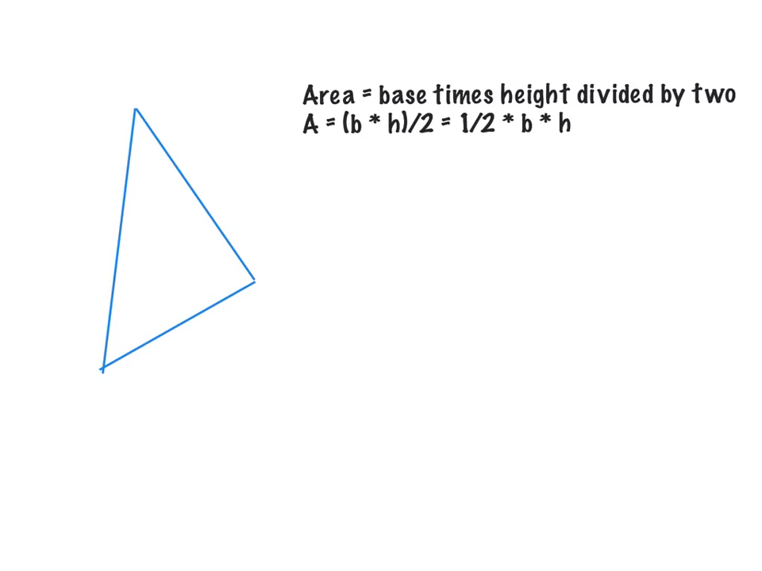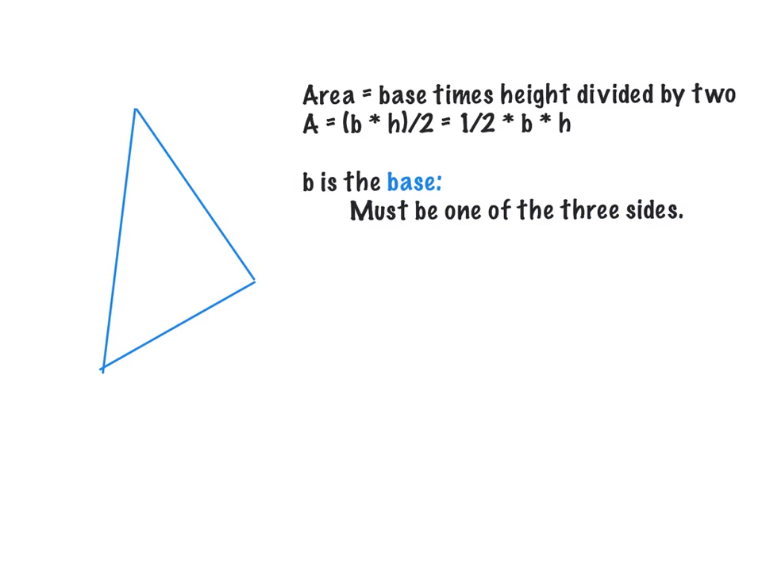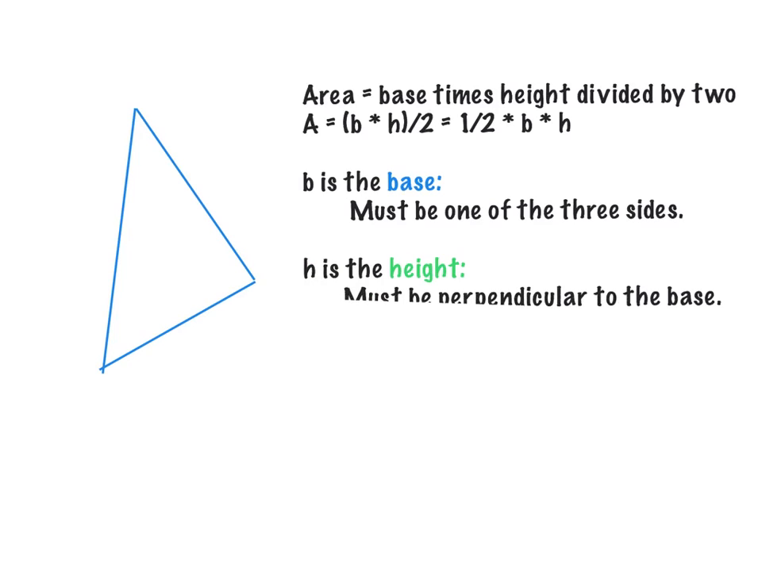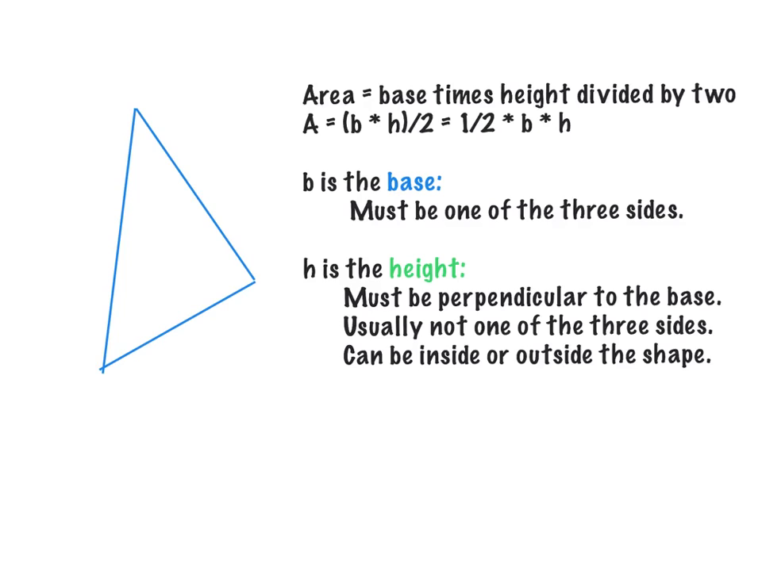But we need to know what we mean by base and height. The base must be one of the three sides. You always have choices. Some choices might be better than others, depending on the situation. The height must be perpendicular to the base. It is usually not one of the three sides, and it can be inside or outside the shape.